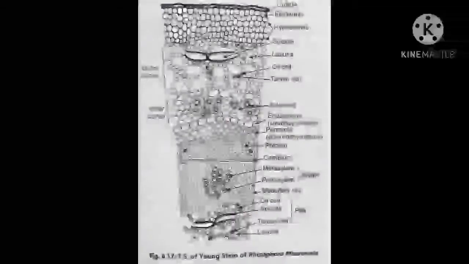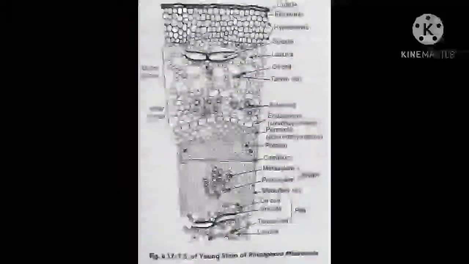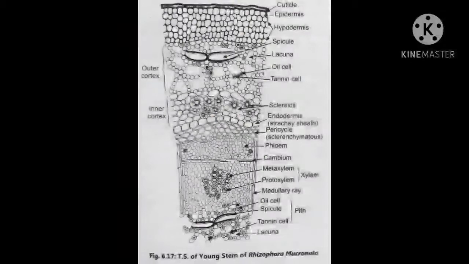This is a figure of TS of stem. It shows a thick cuticle, epidermis, multilayer hypodermis, then the outer cortex with S-shaped spicules, air spaces called lacunae, and oil and tannin cells. The inner cortex shows star-shaped sclereids. Endodermis is there. We can see the multilayer pericycle. The vascular tissue is also seen well developed.